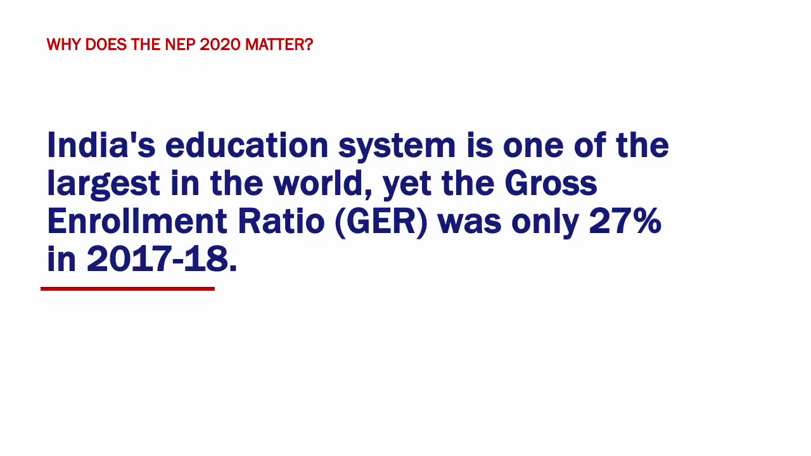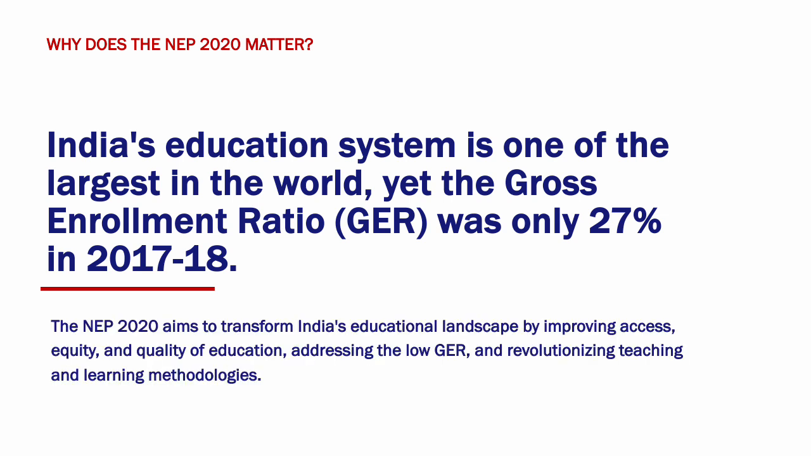India's education system is vast but has faced many challenges, including a low gross enrollment ratio of just 27% in 2017 to 2018. The NEP 2020 aims to improve access, equity, and quality in education, addressing these gaps. It revolutionizes teaching and learning by introducing learner-centric and inclusive models.